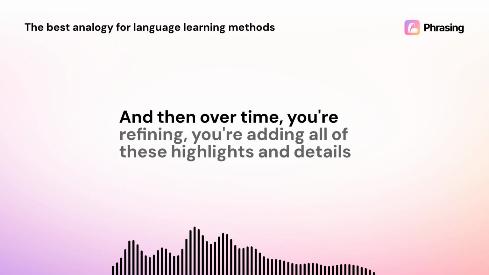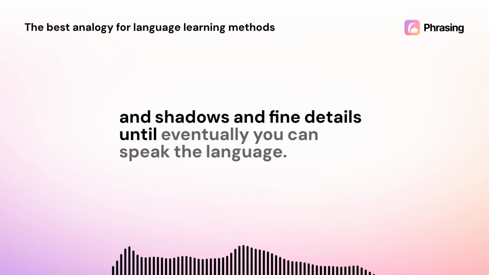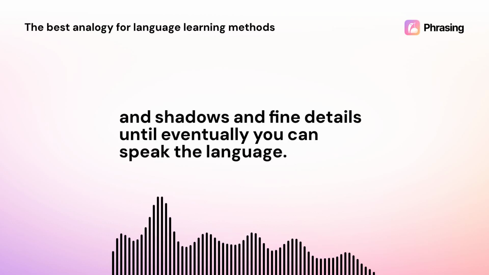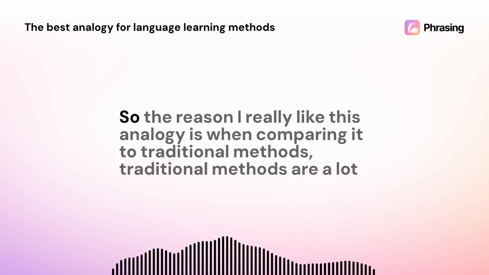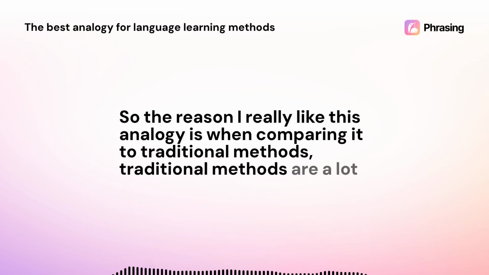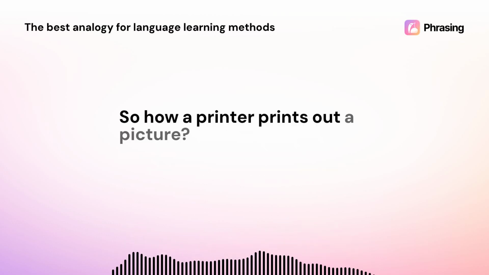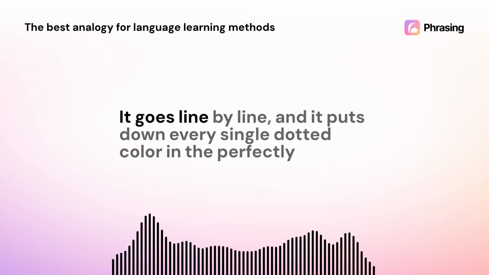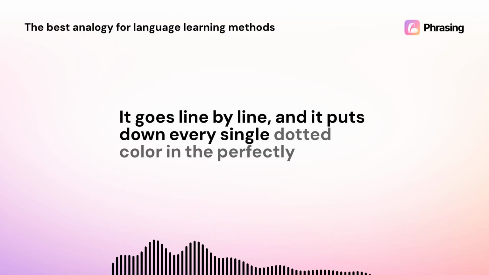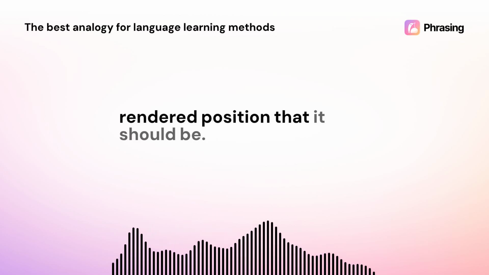And then over time, you're refining. You're adding all of these highlights and details and shadows and fine details until eventually you can speak the language. So the reason I really like this analogy is when comparing it to traditional methods, which are a lot like printing a picture. So how a printer prints out a picture. It goes line by line, and it puts down every single dot of color in the perfectly rendered position that it should be.